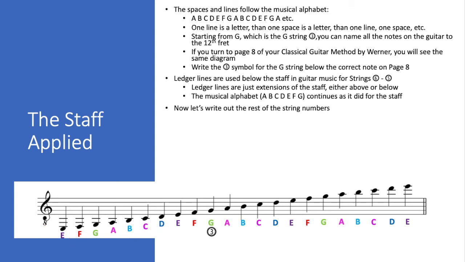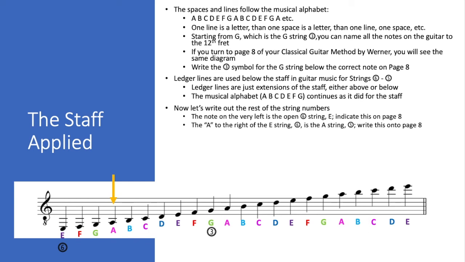All right, so now let's write out the rest of the string numbers in relation to the staff and the notes. To the very left, you can see the E string. So take a moment on page 8 and put in 6 underneath. The A to the right of the E string is the A string. So write a 5 underneath this letter and note. And again, be sure to circle that 5 so we know you're referring to the string number. The next note we have is the D to the right of the A string, and this is the D string. Write a 4 in a circle underneath this D to show that it's the 4th string on page 8 of your classical guitar method.